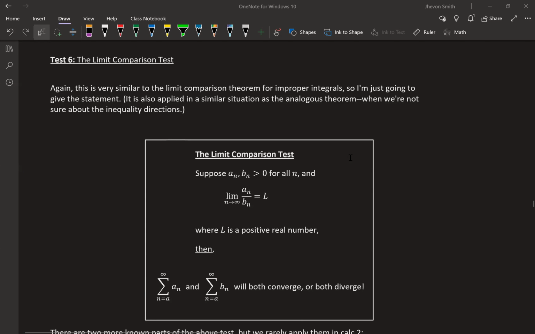the test for divergence. Anyway, so there's a limit comparison test, very similar to the limit comparison theorem for improper integrals. Take the ratio of two things, look at the number that you get when you take the limit. If the limit is a positive real number, then the series that make up that ratio will either both converge or they will both diverge.